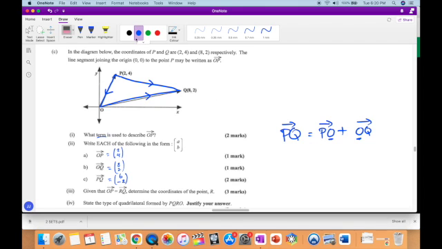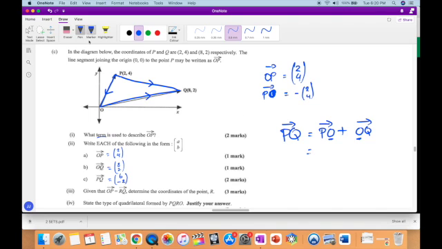So if we work it out this way, we could see that OP is (2, 4). So therefore, we want PO. PO is the other direction, not PQ. PO is the other direction, so it will be minus (2, 4). You get what I'm saying, Scotia?